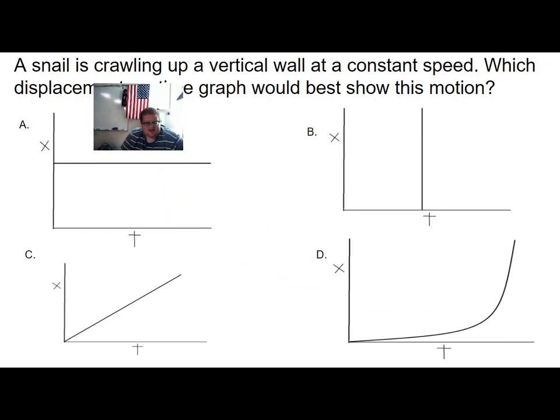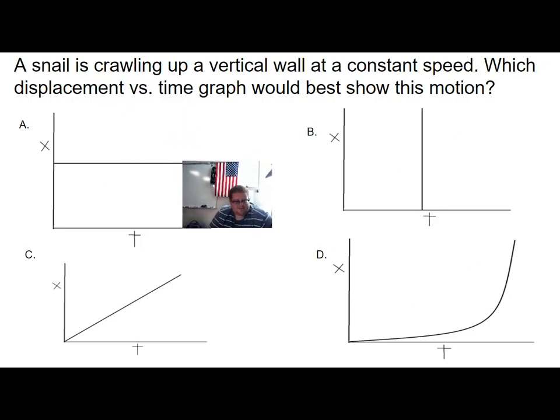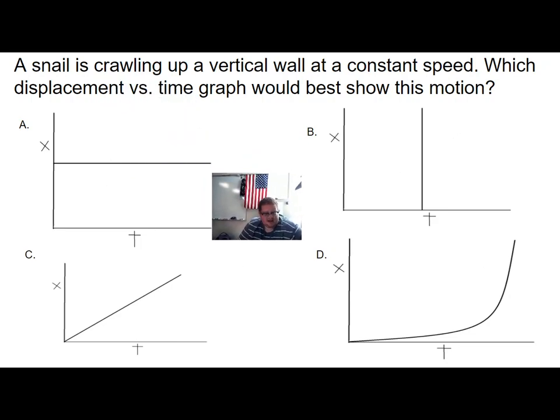A is a constant speed, right? But what is that speed? What is the slope here? Well, the slope here is 0. It's just perfectly flat. So this can't be the answer, because with 0 slope, it's not moving at all. This would represent a snail which started at one point on the wall and stayed there.